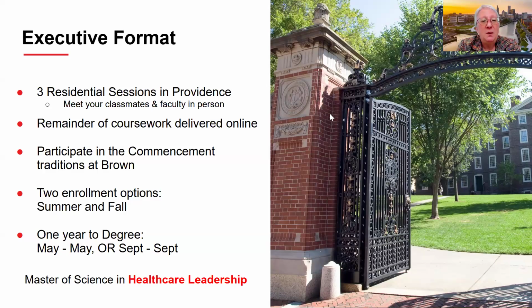There are 2 enrollment options, summer and fall. And it's 1 year to degree or 3 semesters from May to May or September to September. And you are invited back to Brown at the most appropriate time after you've completed the program to attend Brown's commencement activities, which happen once per year.